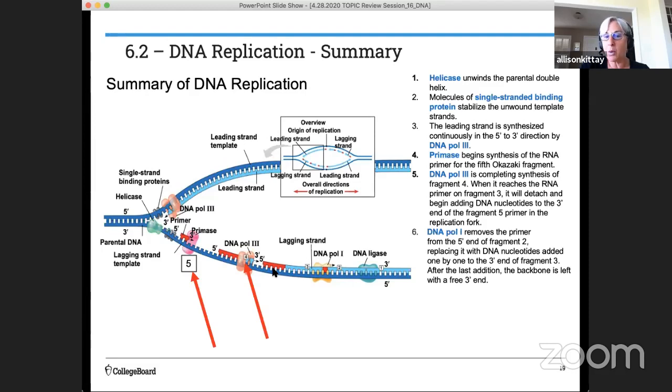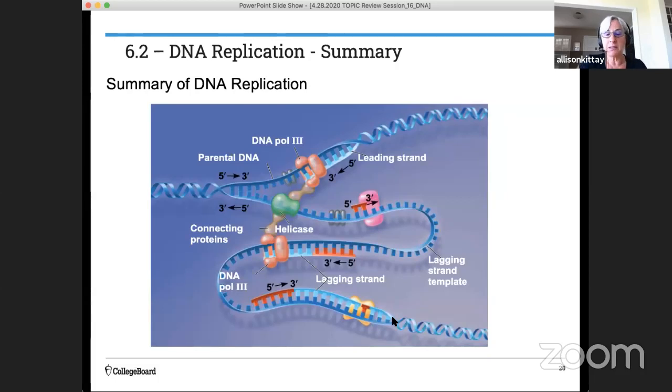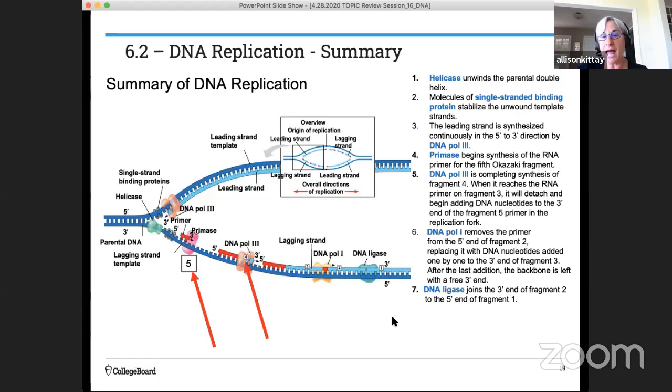DNA polymerase 1 will remove the primer from the 5' end of fragment 2, which you're seeing here, and replace it with DNA nucleotides added one by one to the 3' end of fragment 3. After the last addition, the backbone is left with a free 3' end. DNA ligase finishes the job by joining the 3' end of fragment 2 with the 5' end of fragment 1. Let me go back because that was pretty quick. These are the enzymes and the steps, and this is the money slide. If you want to go back and study, this is the one to study.